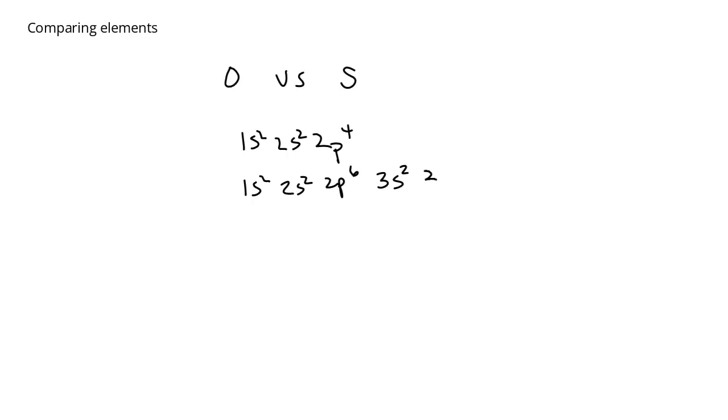And that is, let's compare a couple of elements. Let's do oxygen versus sulfur. Oxygen, we already say is 1s2, 2s2, 2p4. Sulfur has how many electrons? 16. So let's see. 1s2, 2s2, 2p6, 3s2, 3p. How many will that p have?